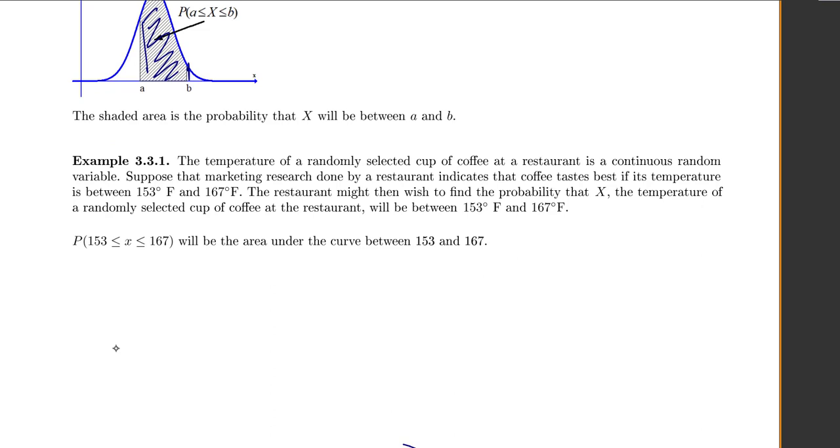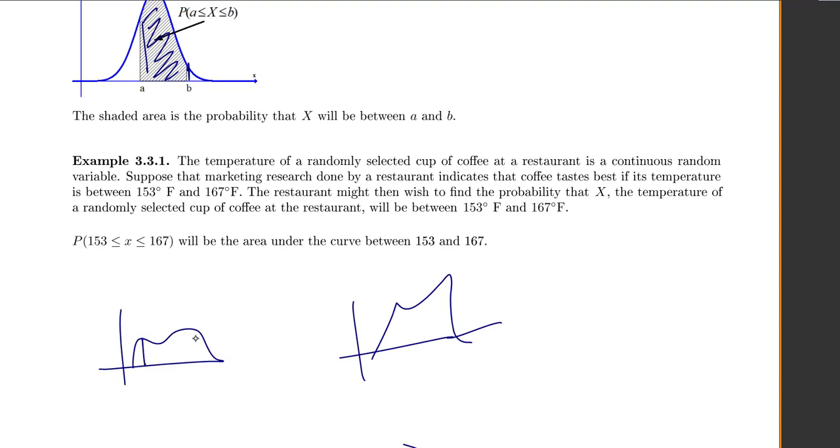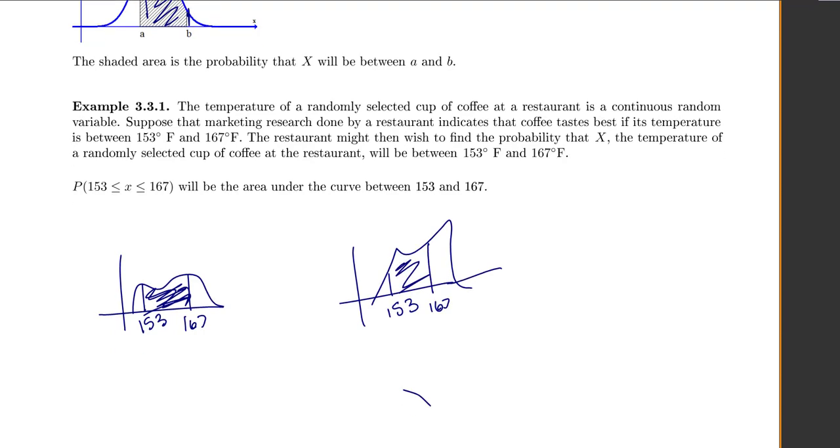To find that probability, you just look at the curve. Now, I don't know what this curve is going to look like. Maybe it'll look like this, or maybe it'll look like this. Who knows? We don't know. But if I want that probability, I would find 153 and 167, and the probability is just the area in between them. Or if the curve looked like this, with 153 and 167 again, the probability is just the area in between those two values.